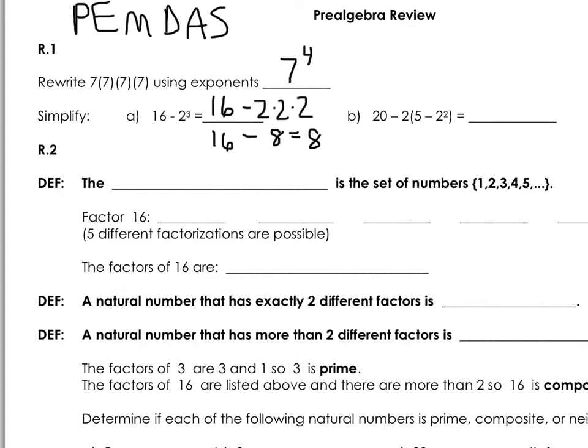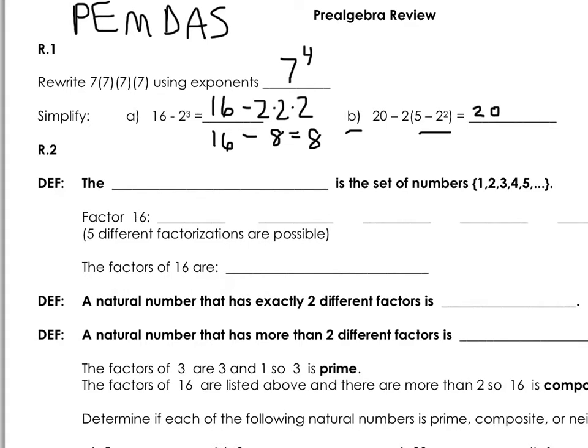Let's simplify our next problem, problem B, and we have parentheses come first. So let's deal with those parentheses. Within the parentheses, we have 5 minus 2 squared. So we have an exponent and we have subtraction. We have to deal with the exponent first.